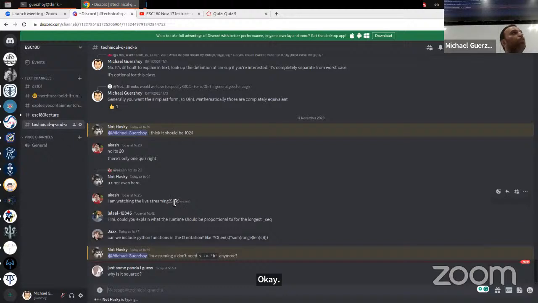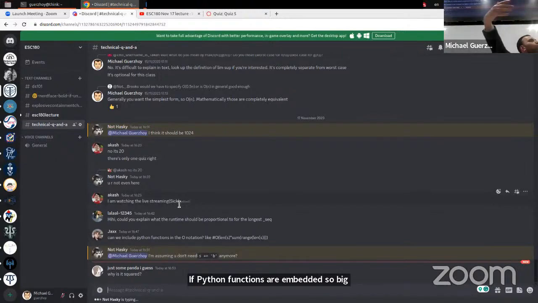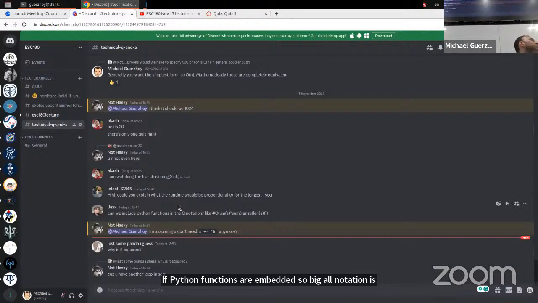Big O notation is a way to express what the runtime is proportional to, right? So the runtime of any Python function is proportional to something. You don't always necessarily know what. Does that answer the question?